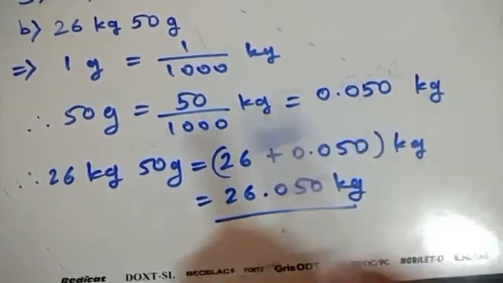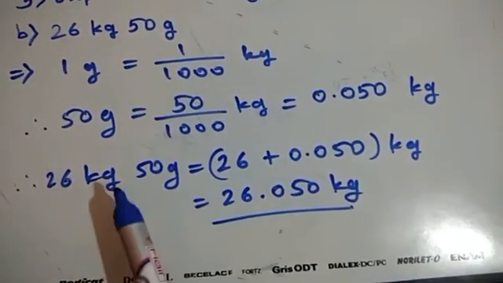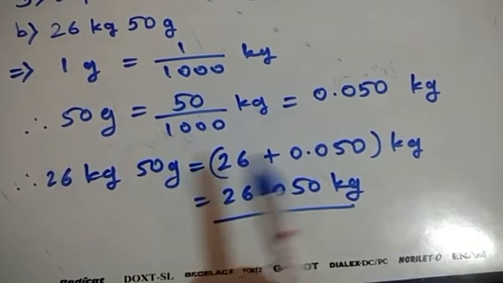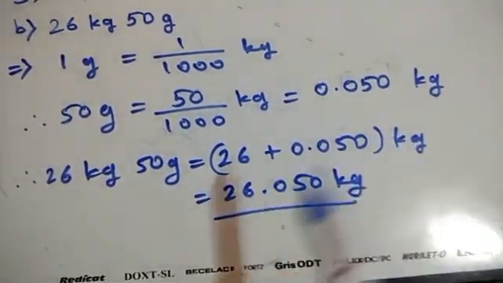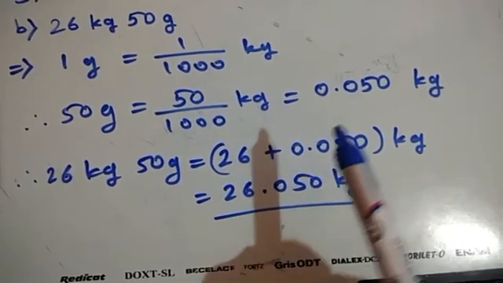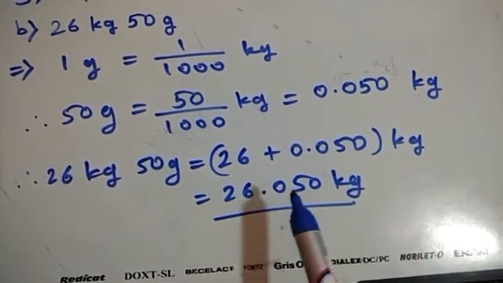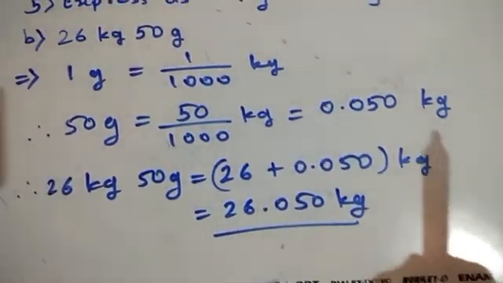Okay. Now therefore 26 kilogram 50 gram is equal to 26 kilogram, write down as it is. Now 50 gram means, we know, 0.050 kilogram. Now 26 plus 0.050 is equal to 26.050 kilogram. I hope you understood this part.